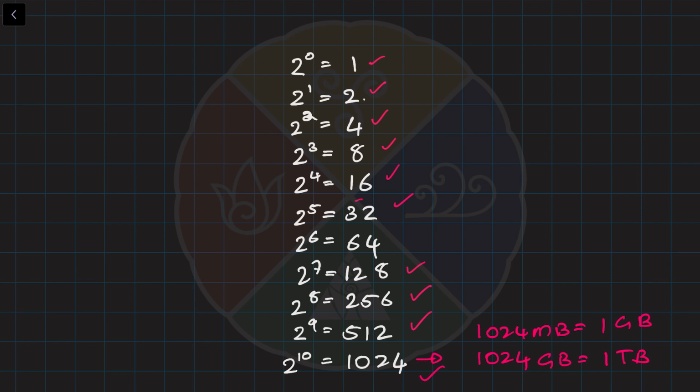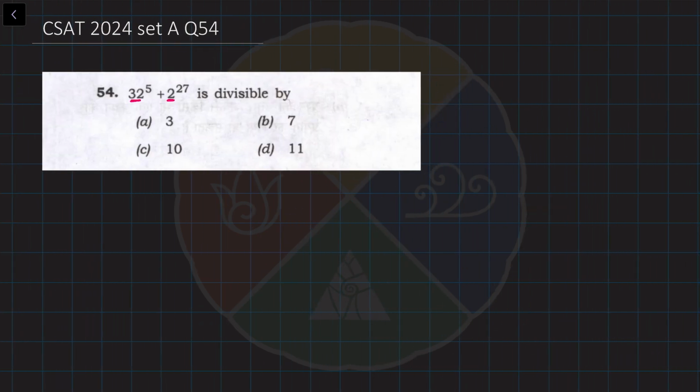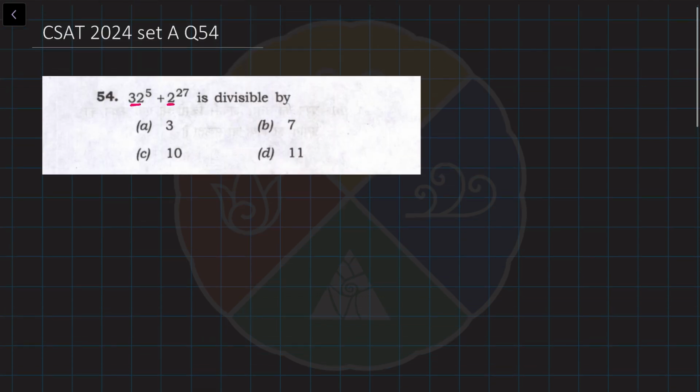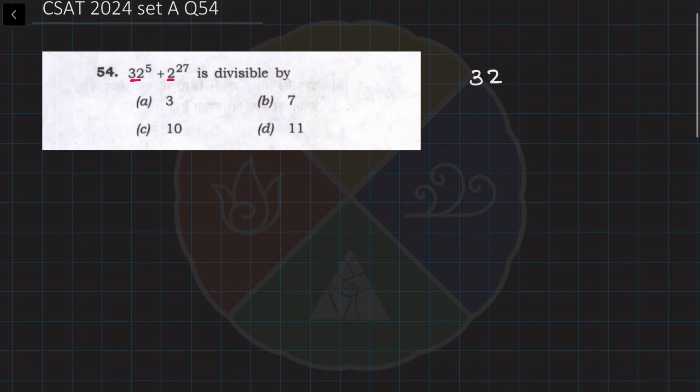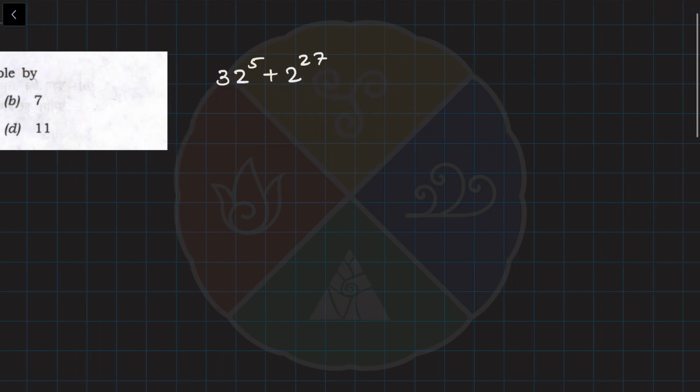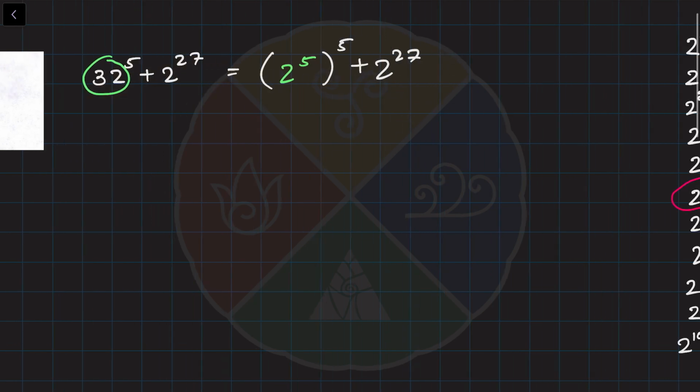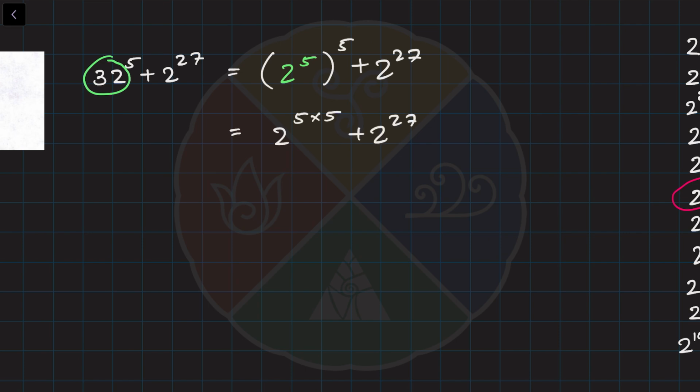Now, according to the question, there is the number 32, which is 2 raised to 5. So that is where we start from. If you look at this problem, 32 raised to 5 plus 2 raised to 27. Here, you first have to replace this 32 with 2 raised to 5. Then you are going to get (2 raised to 5) whole raised to 5 plus 2 raised to 27. And whenever something like this comes, it will eventually be 2 raised to 5 into 5 plus 2 raised to 27. Why did this happen?